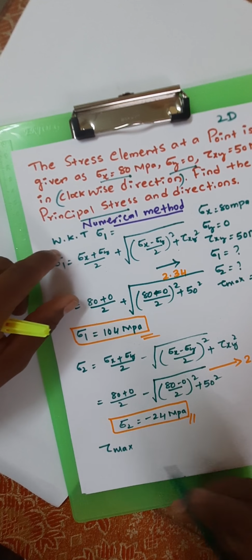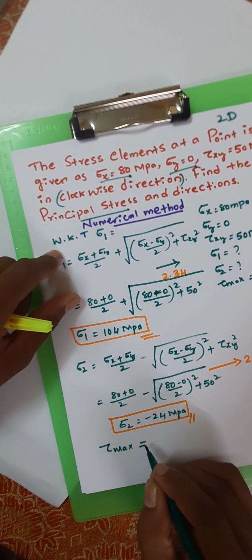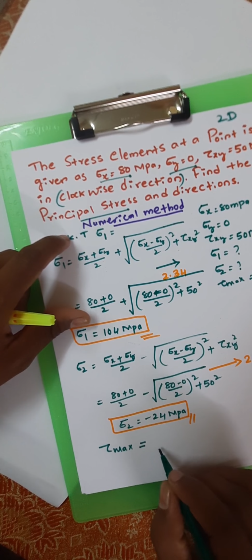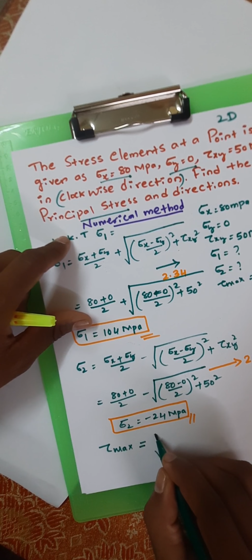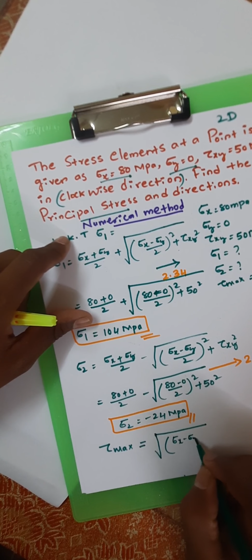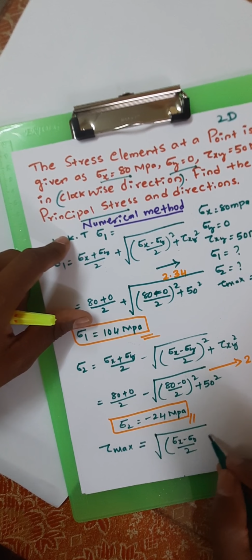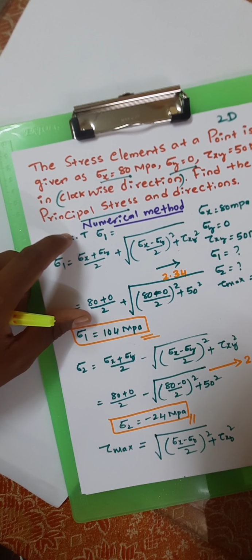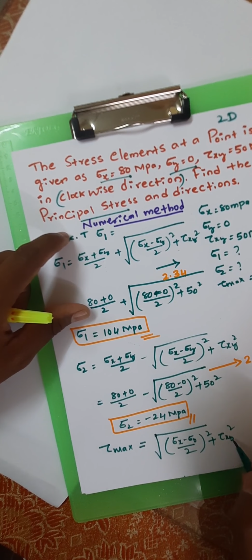Okay, so this equation is also available in the design data handbook, equation number 2.37. I will show you 2.37. Now you can see this is the equation. We need to find the maximum shear stress: tau max equals the square root of ((sigma x minus sigma y) by 2) whole square plus tau xy square.